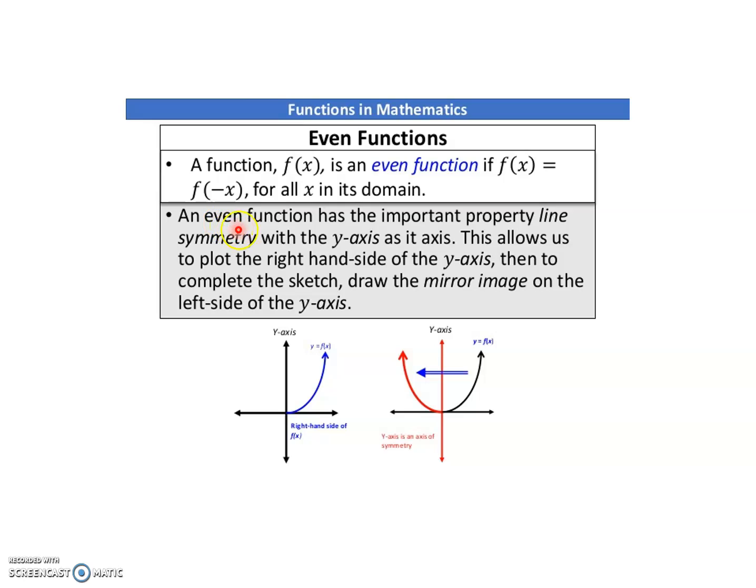What does it mean? An even function has the important property of line symmetry, with the y-axis as its axis. This allows us to plot the right hand side of the y-axis. Then to complete the sketch, draw the mirror image on the left hand side of the y-axis. Lecture is over.